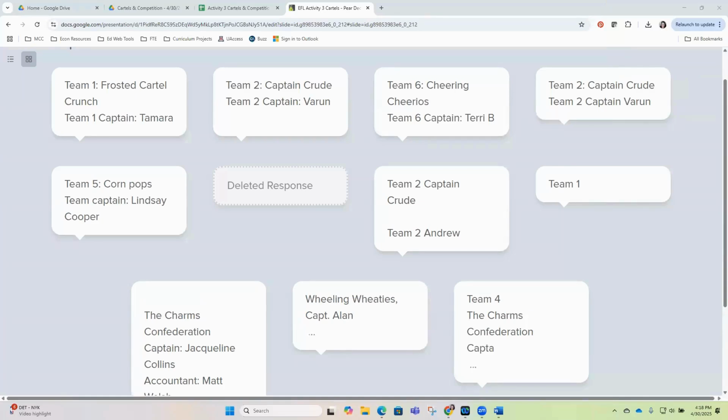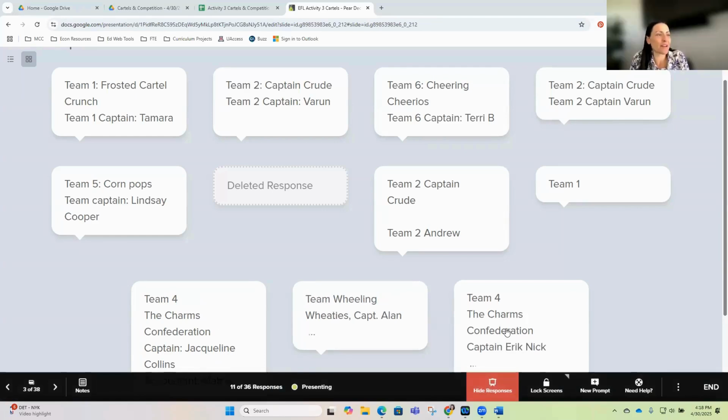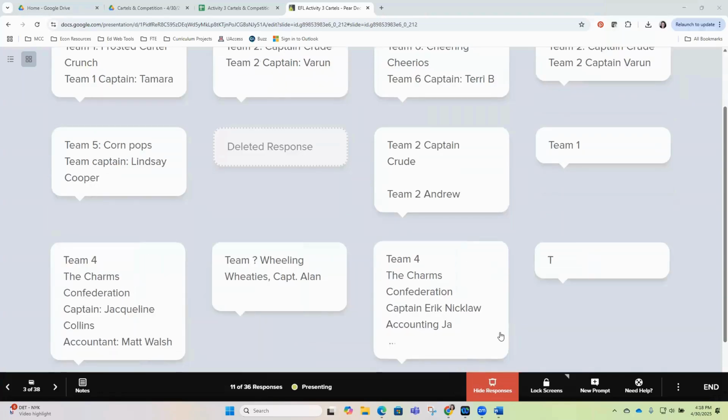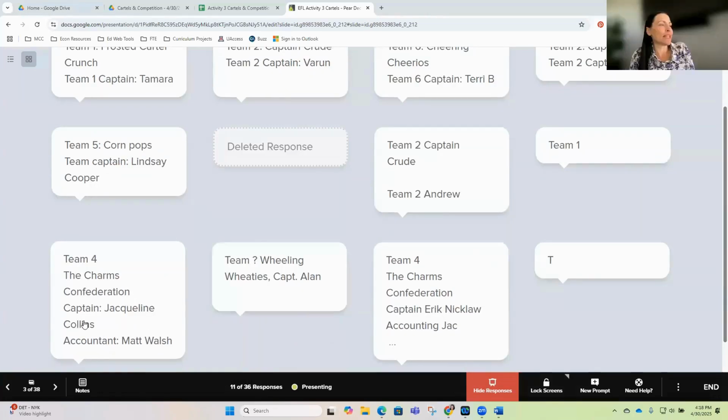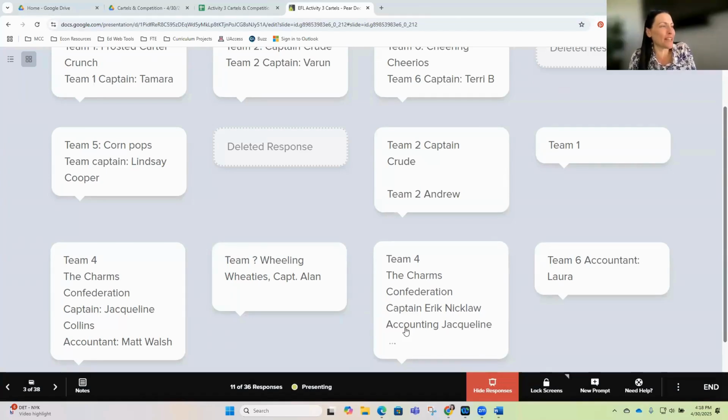Okay. Oh, team 4 is the Charms. We are the Charms Confederation. The Charms Confederation, and your captain is Eric. Okay. And who's your accountant? I don't know. Was it Eric or was it me? I also see Jacqueline Collins as captain. Okay, I'm all confused now. It looks like we have 2 people who have entered for team 4. One says Matt is the accountant and one says Jacqueline. So Jacqueline, you get to pick. What do you want to be?